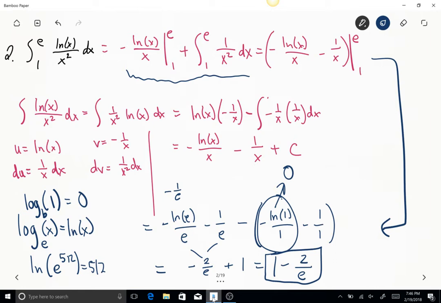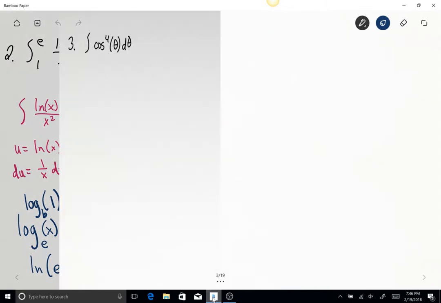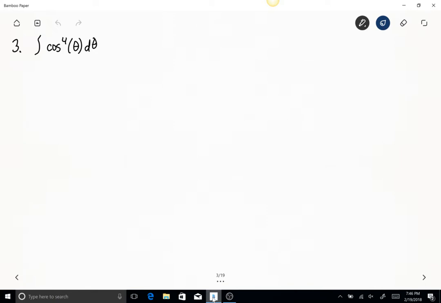Don't let them scare you off, right? It seems intimidating because there's e's and natural logs, but really, if you start to grasp that logarithm, it'll make things a lot easier. So, all right. Now, in terms of this one, we have cosine to the 4th theta d theta.